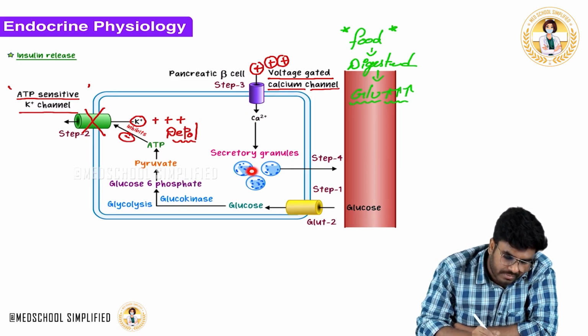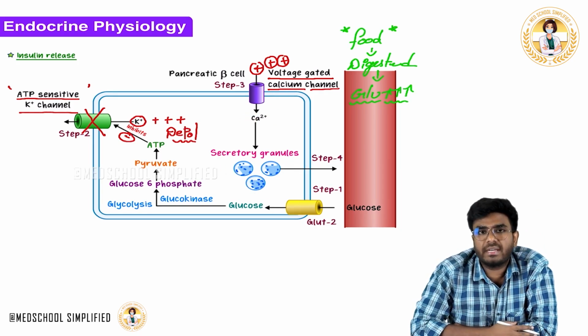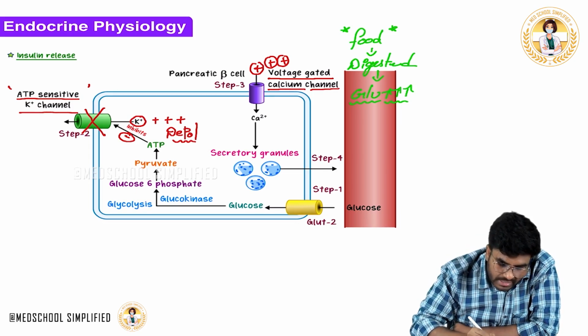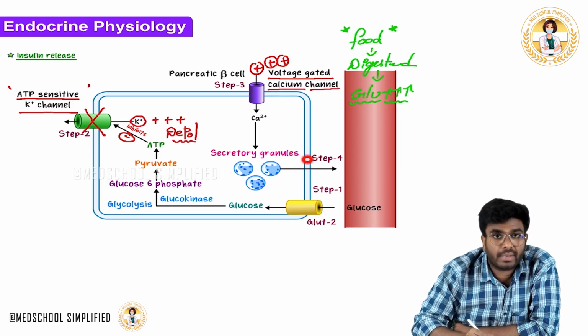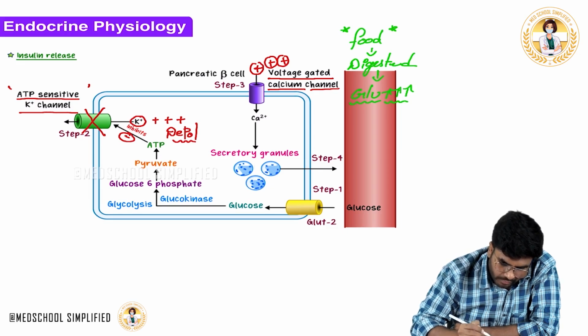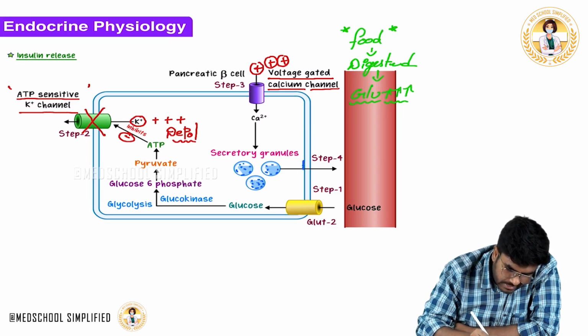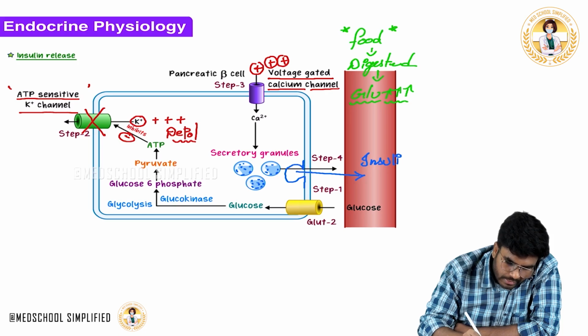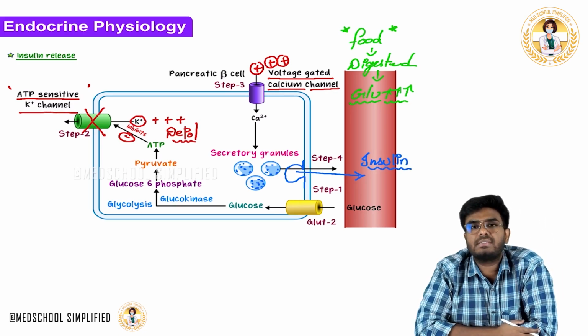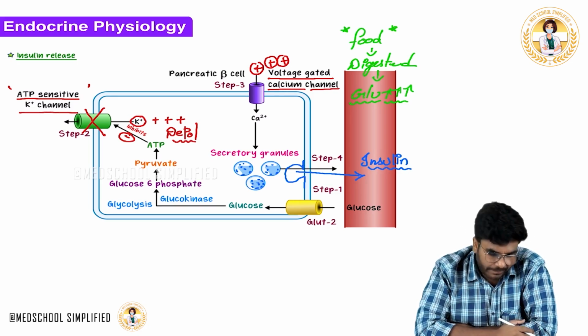Once the calcium comes into the cell, calcium will bind with the secretory granules, and the secretory granules are moved. Now the secretory granules will come and fuse with the membrane. Now the insulin, whatever is present over here, fusing will happen something like this. The vesicle is fused and the insulin molecules are released into the blood. Now insulin came into the blood. So this is how insulin is released. These are the steps in insulin release.